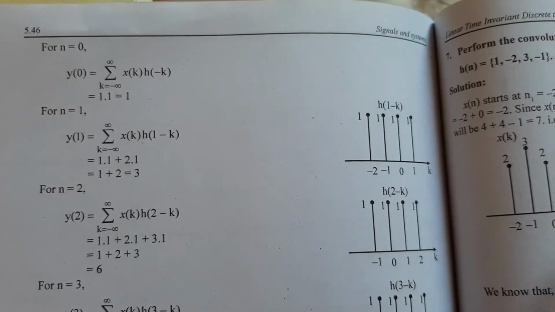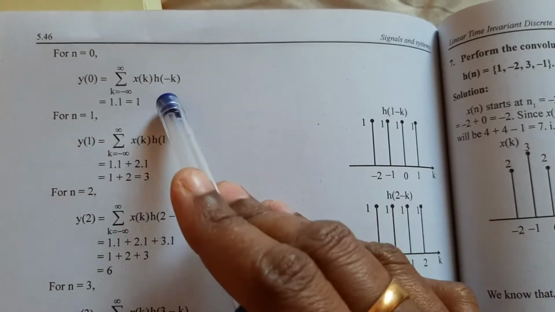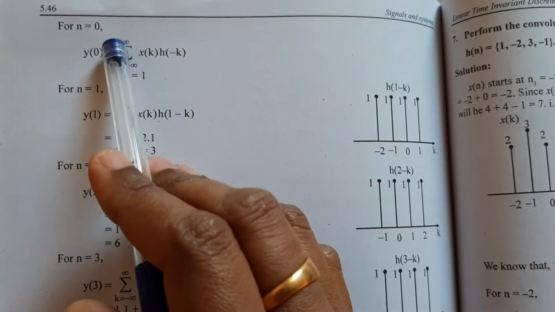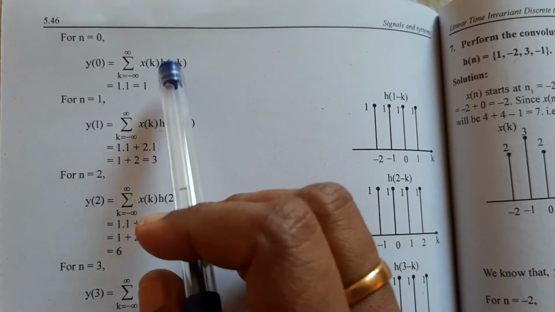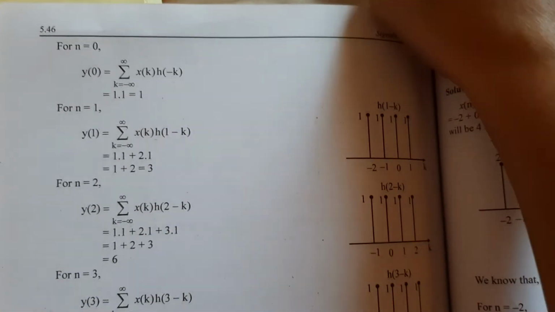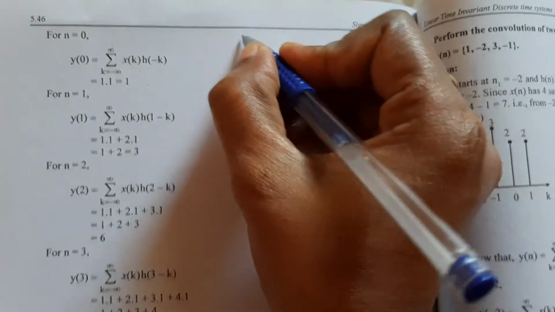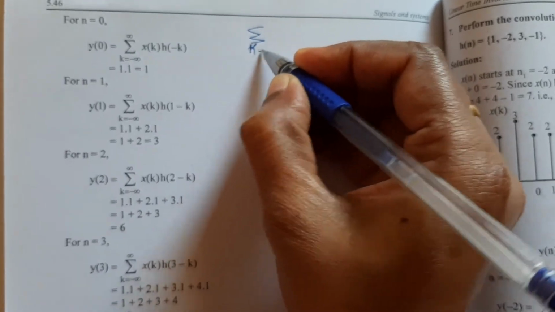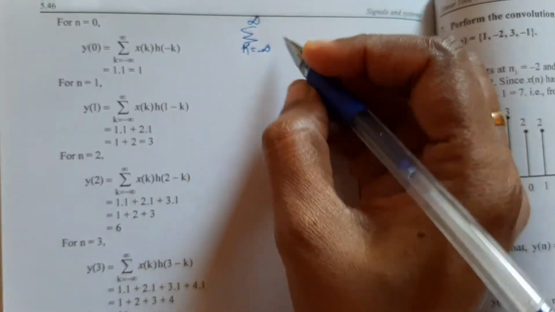So what is our starting value? 0. So total value is 0 to 6. So first substitute n is equal to 0 in our formula. So what is our formula? Summation k is equal to minus infinity to infinity.